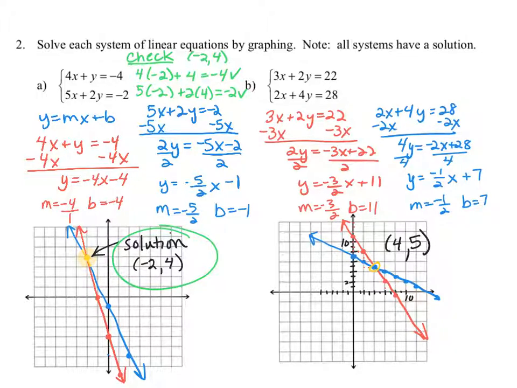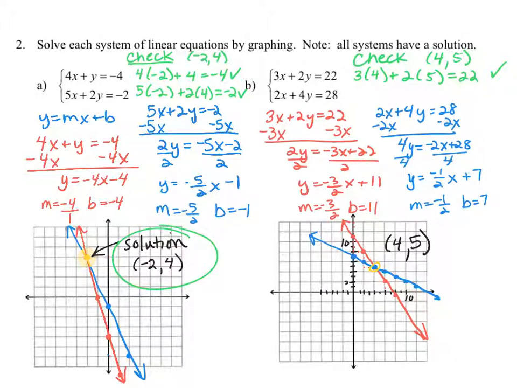Now, our final step is to check. Let's make sure that that is a solution to the system of equations. We're going to be checking each equation when x is equal to 4 and y is equal to 5. The first equation, 3x is 3 times 4 plus 2y, which is 2 times 5, equals 22. That's 12 plus 10. That does equal 22. We know it works in the first equation.